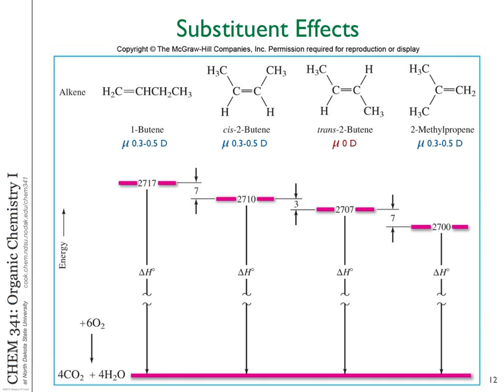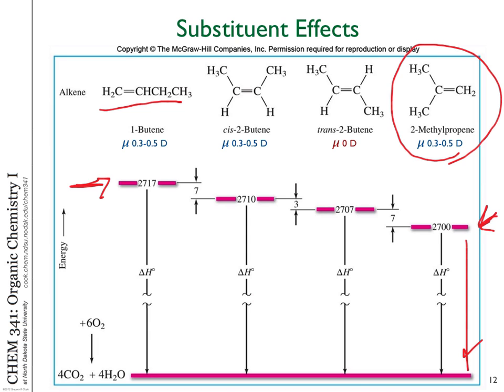If you have 1-butene, this molecule on the left, it's the highest energy molecule. Okay? And if we have the isomer, which is 2-methylpropene, it's the lowest energy molecule. So we get less energy out when we burn it. So it's more stable, right? It's more stable.